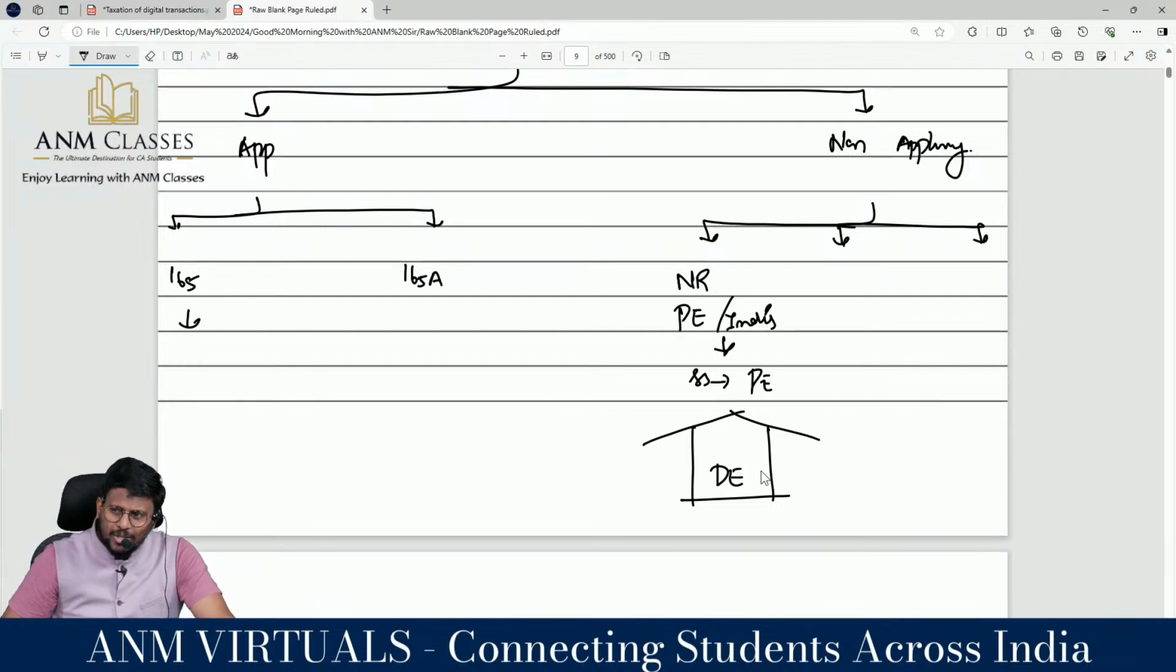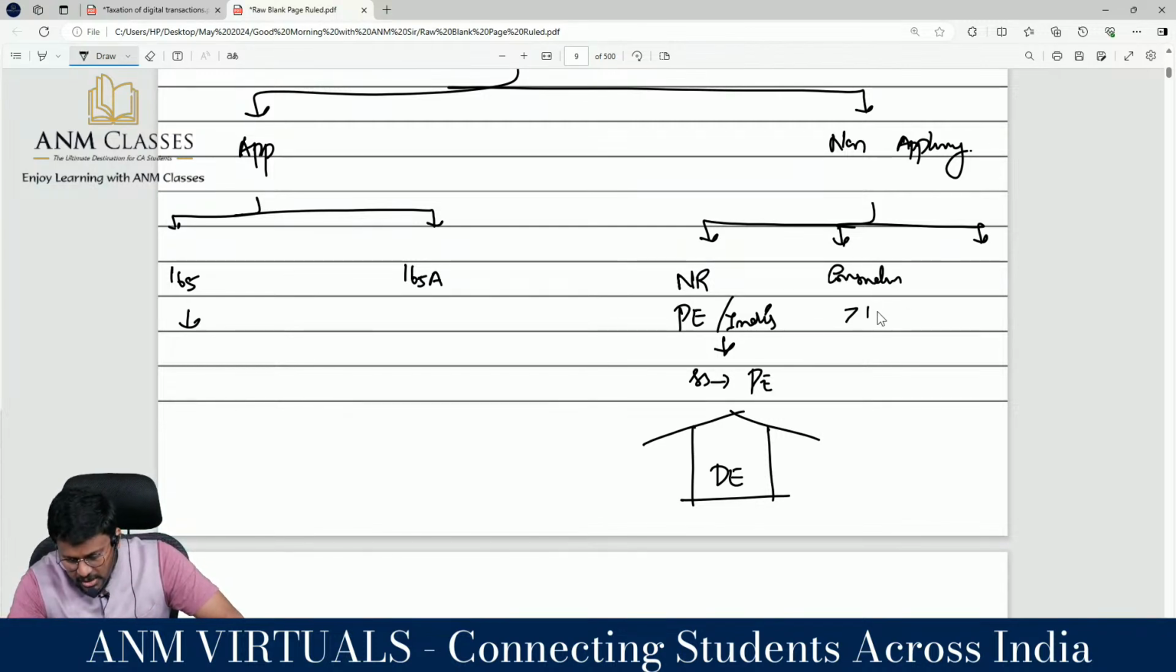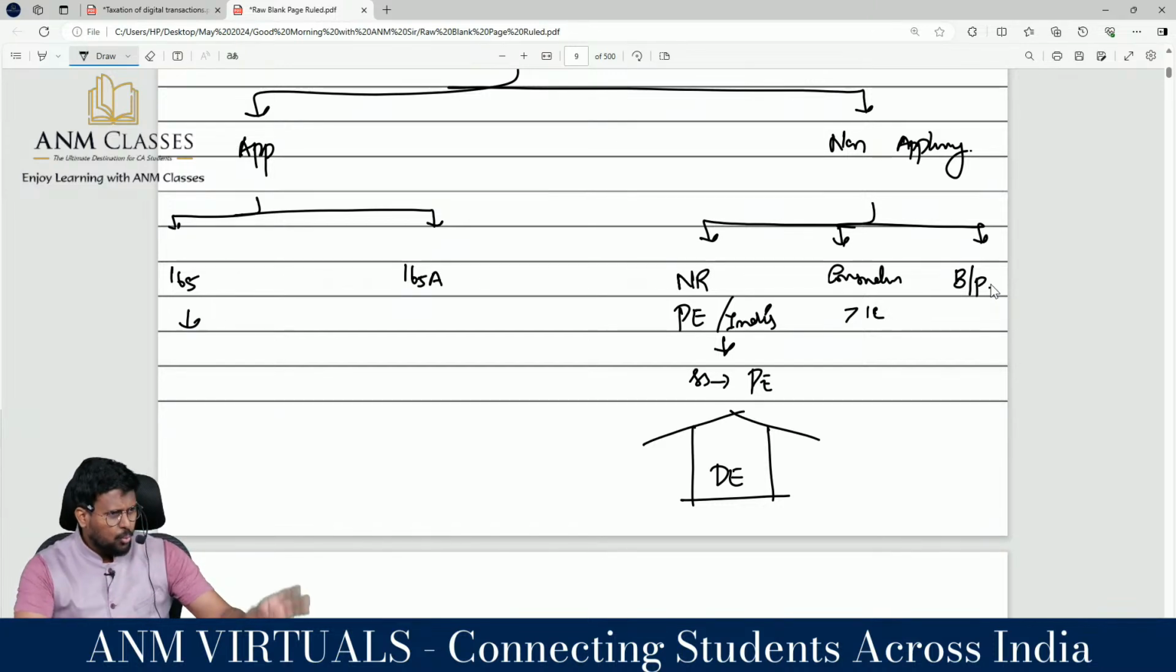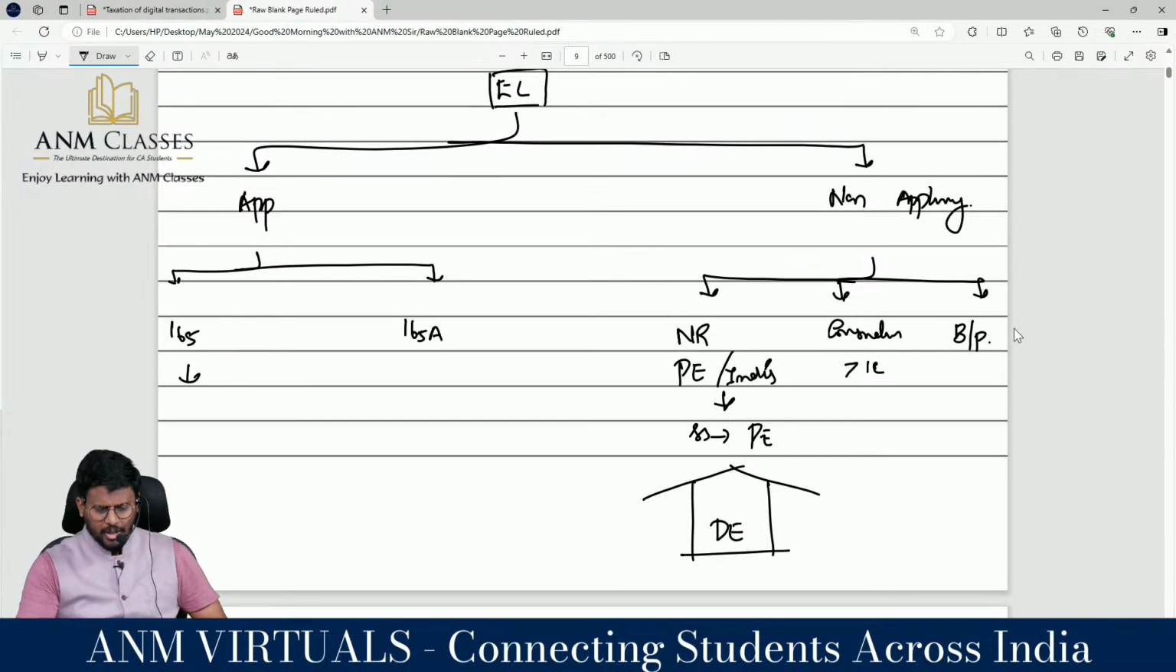So for that, equalization levy is liable to be deducted, provided the consideration, my dear lovable students, is more than 1 lakh. And it should be for the purpose of business or profession. Whatever specified services you have enjoyed should be for the purpose of business or profession. So we are talking about equalization levy. It's a beautiful topic, man.